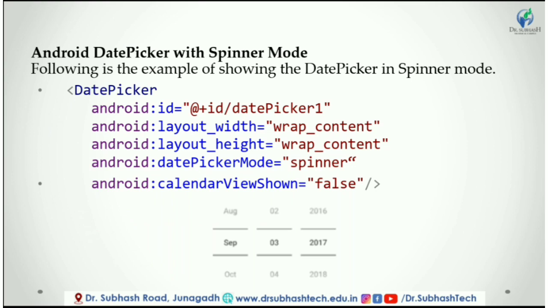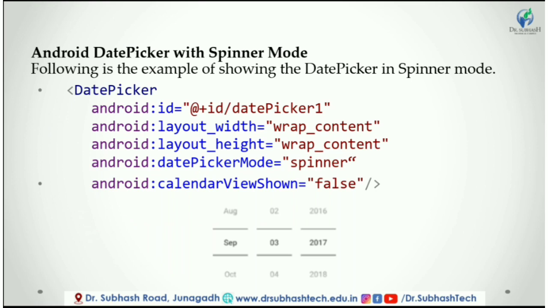If you want to show the date picker in spinner format, like showing the day, month and year separately to select the date, then by using the android:datePickerMode attribute we can achieve this. Following is the example of showing the date picker in spinner mode. The above code returns the date picker in Android as shown below. If you observe the above result, we got the date picker in spinner mode to select the date.